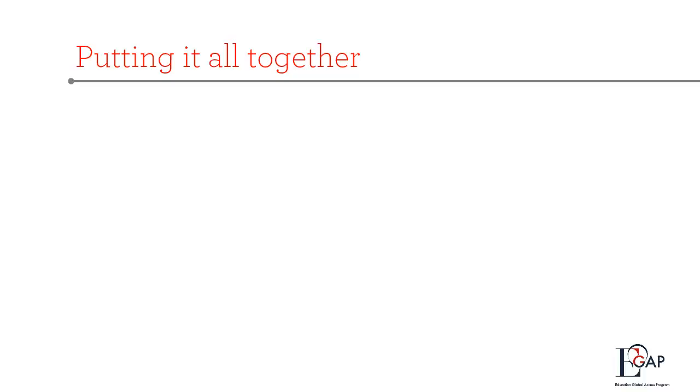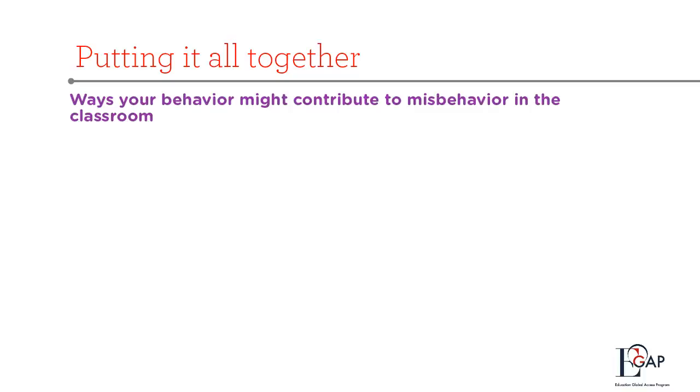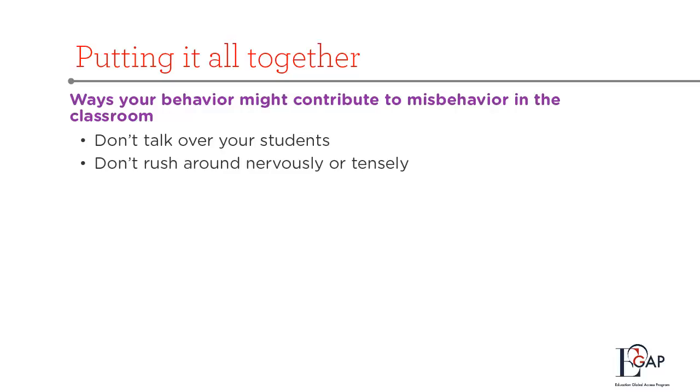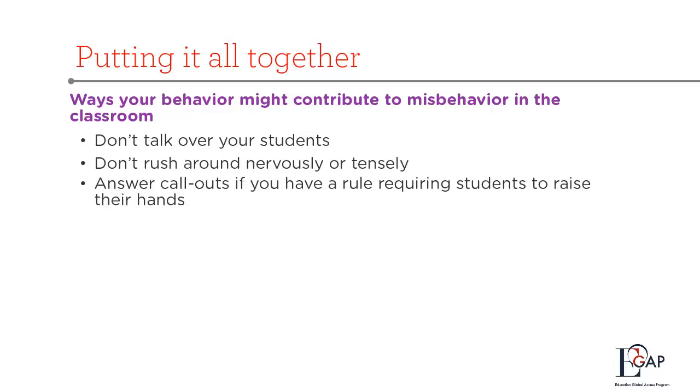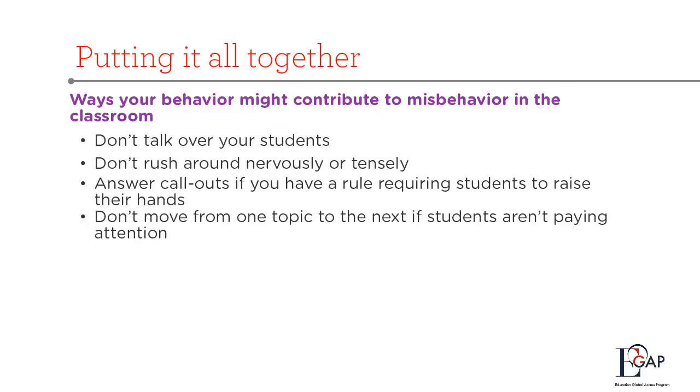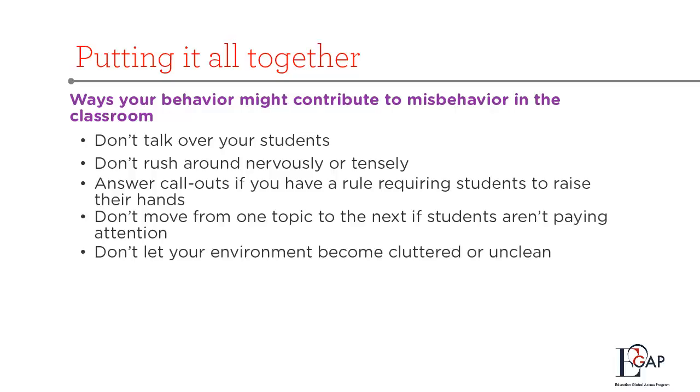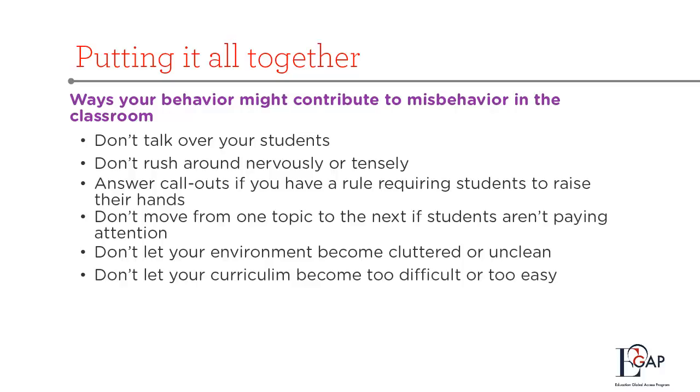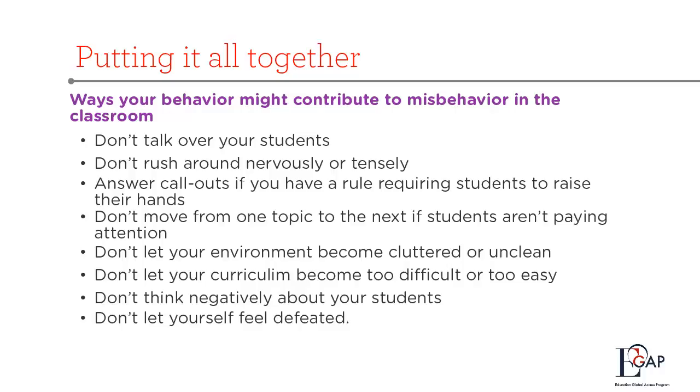Let's review. In this lesson, you learned a few ways that your own behavior might be accidentally contributing to misbehavior in the classroom. Be careful not to talk over your students, rush around nervously or tensely, answer call-outs if you have a rule requiring students to raise their hands, move from one topic to the next if your students aren't paying attention or are acting out, letting your classroom environment become cluttered or unclean, letting the curriculum become too difficult, too long, or too short, thinking negatively about your students, or letting yourself feel defeated.